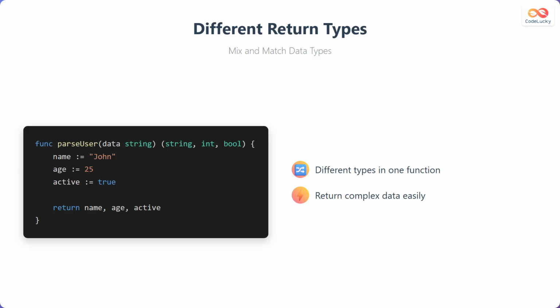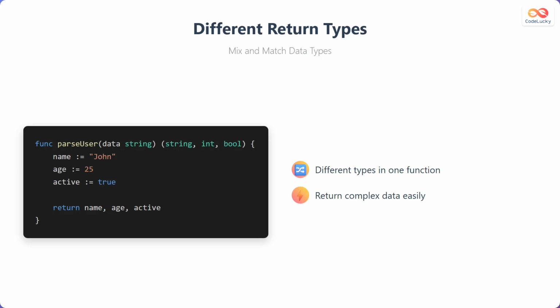One of the powerful aspects of Go's multiple return values is the ability to return different data types from a single function. This flexibility allows you to create functions that return complex combinations of data that would otherwise require custom structures or multiple function calls. In our parse user function example, we return three different types: a string for the name, an integer for the age, and a Boolean for the active status. This demonstrates how Go's type system accommodates diverse data combinations elegantly.